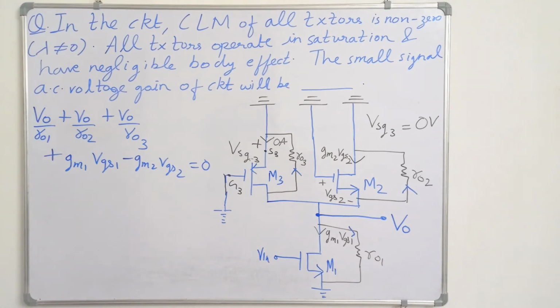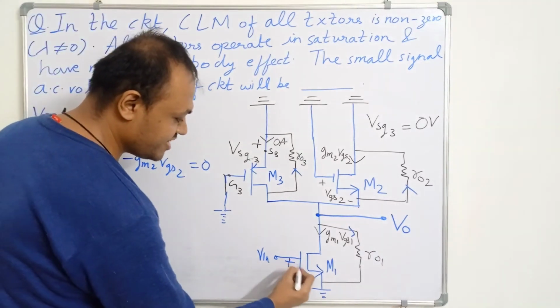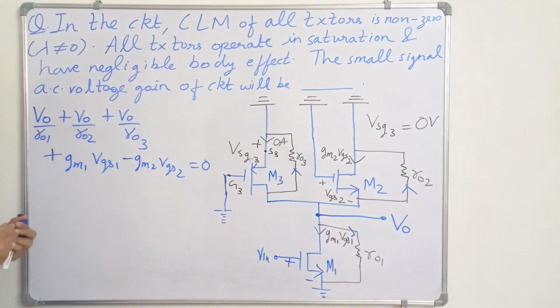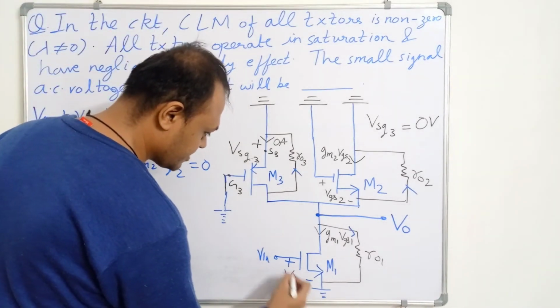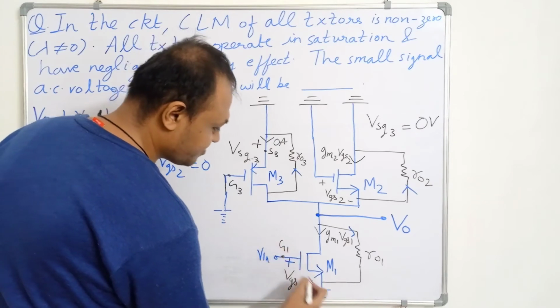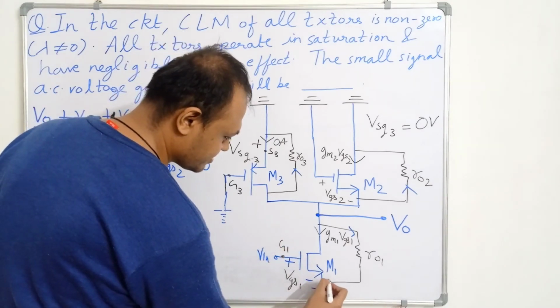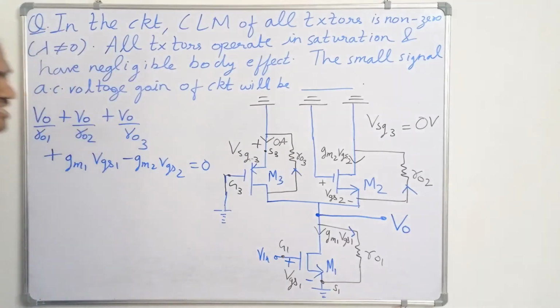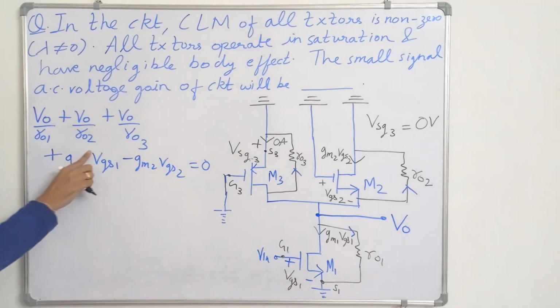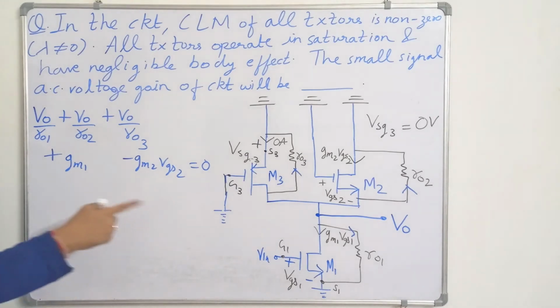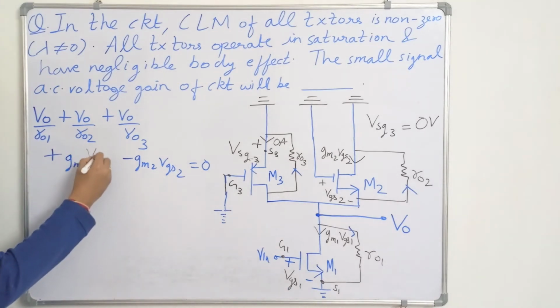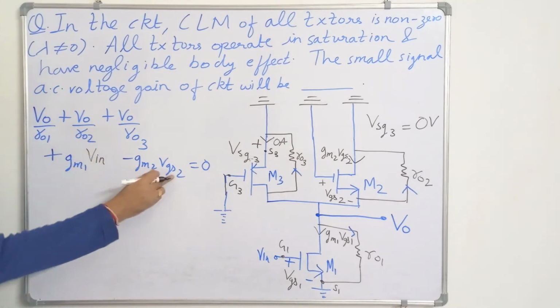Now this is VGS1, this is your G1 and this is your S1. So VGS1 is equal to Vin, because the voltage of gate 1 is equal to Vin and S1 is grounded. So VGS1 is equal to Vin, and VGS2.